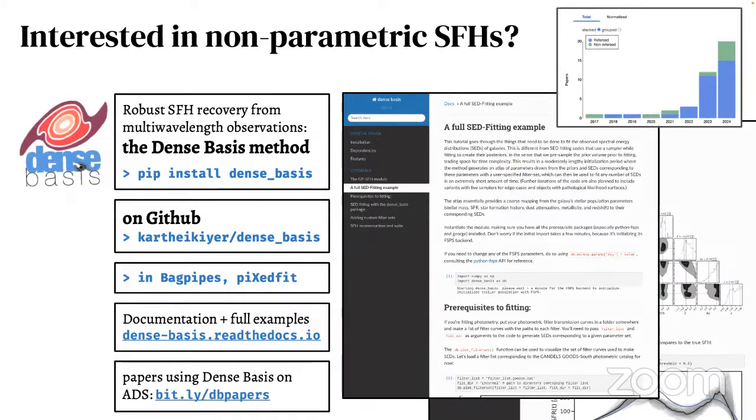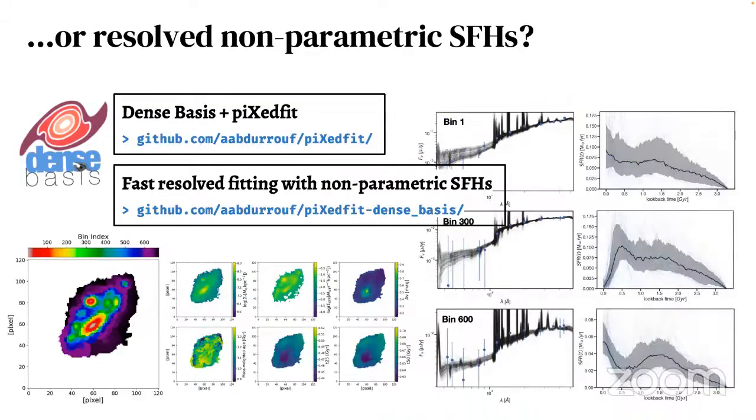The package is now being incorporated into several other SED fitting codes like Bagpipes and PixelFit. It's available on pip, and there's a set of documentation that people can use. And the really cool thing is that over the last year or so, people have been thinking about how to use this in conjunction with JWST data to do spatially resolved fitting, so you can get stellar populations across galaxies instead of just considering them as a single point.